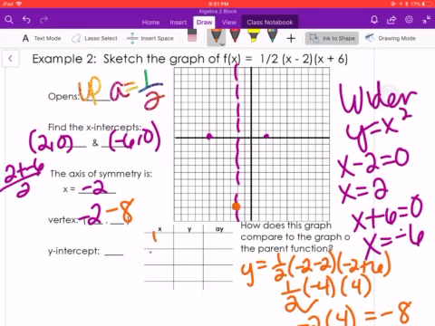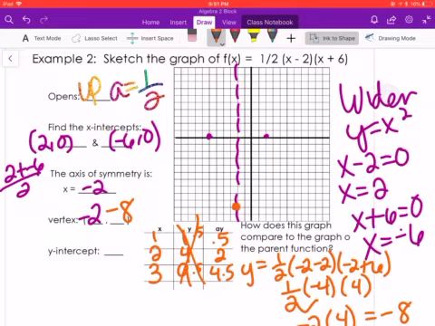Then I can use my parent function pattern, 1, 1, over 2 up 4, over 3 up 9. Since it's a half this time, instead of going over 1 up 1, I'm going to go over 1 up 1/2. I'm multiplying this by 0.5. 4 times 0.5 will be 2. 9 times 0.5 will be 4.5. So I'm using this pattern now instead.